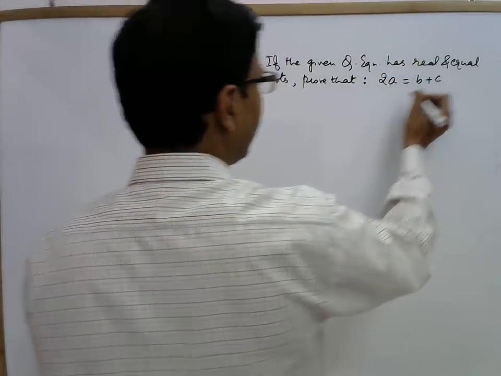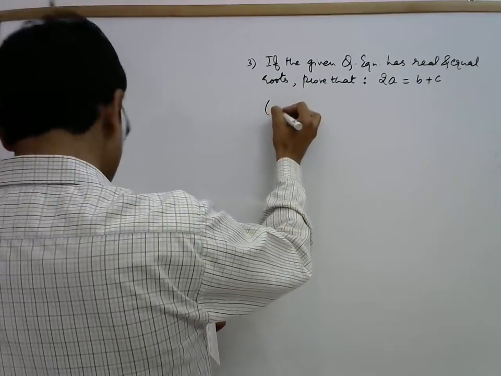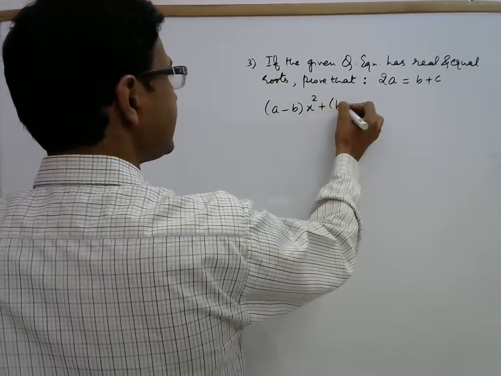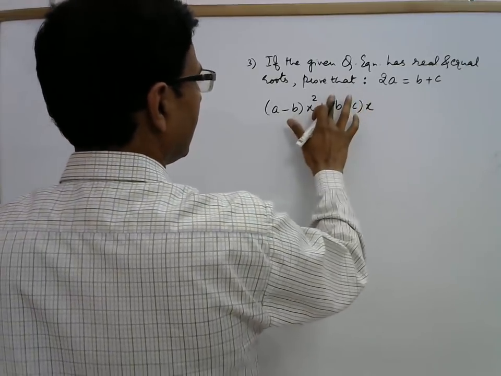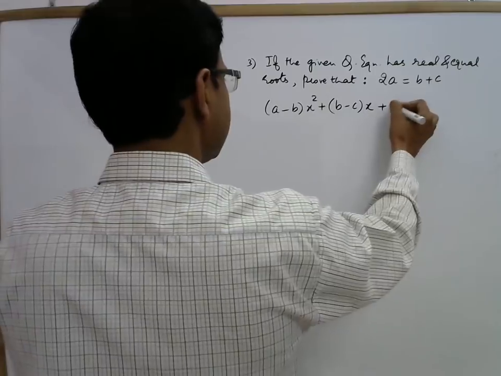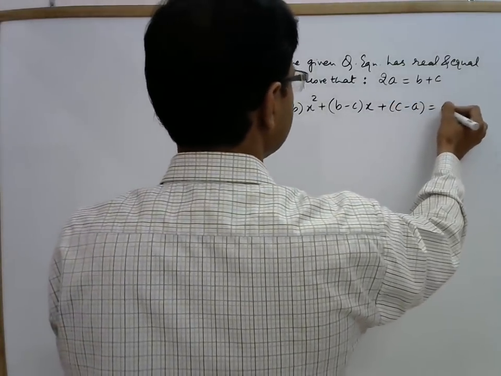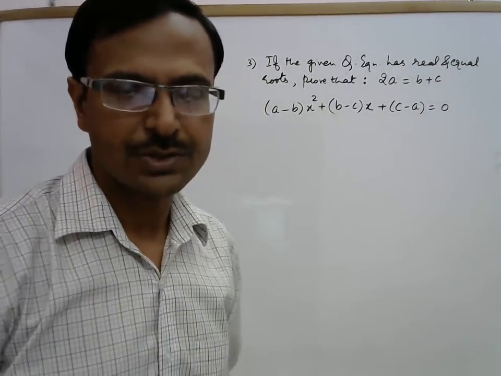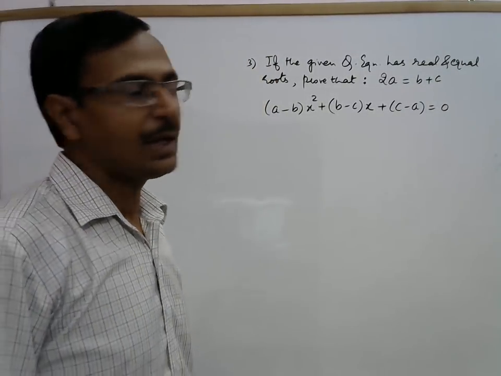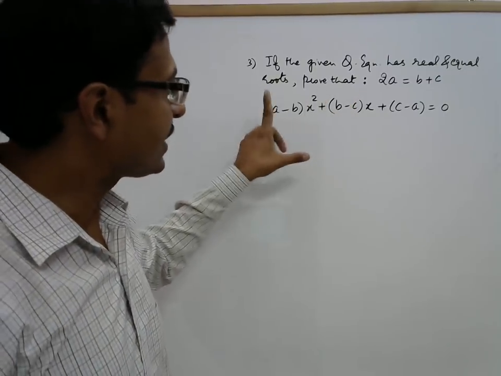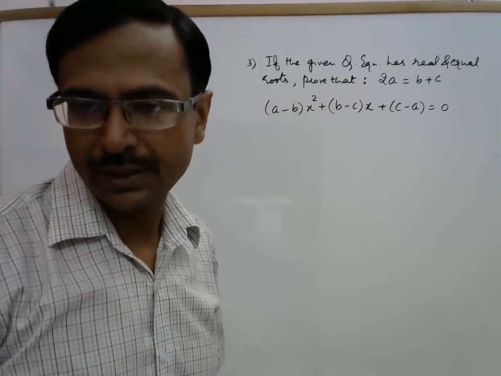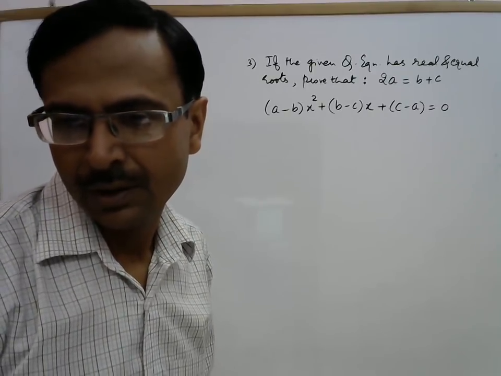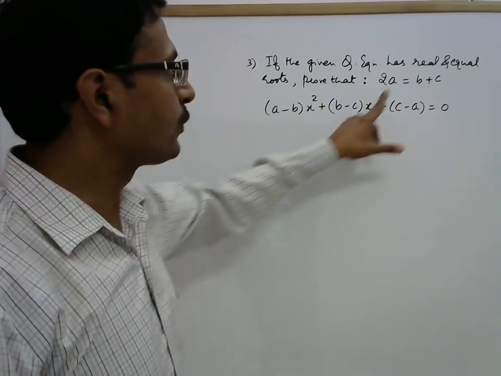Now this is to be proved, and the equation which is given is (a minus b) into x square plus (b minus c) into x plus (c minus a) equal to 0. So students, another challenging question based on that concept. And if the given quadratic equation has real and equal roots, again the roots are given real and equal. And now we have to prove something.